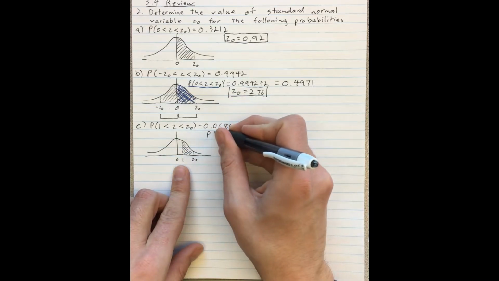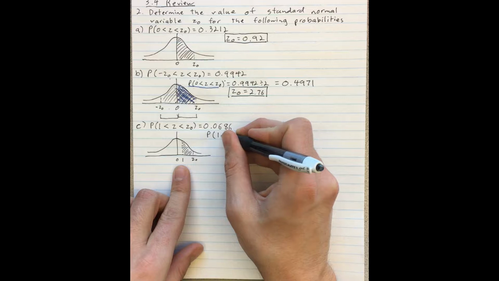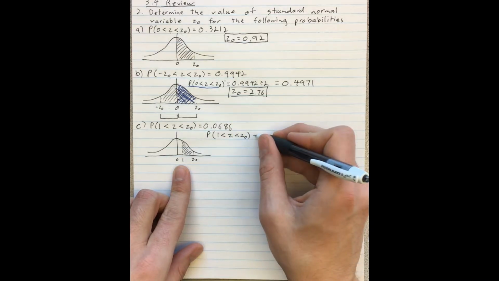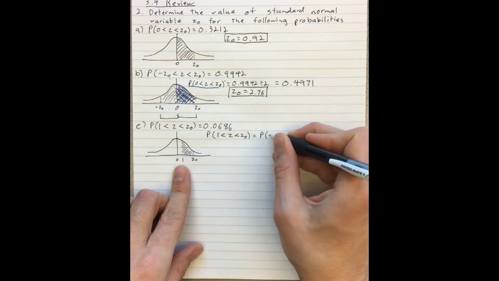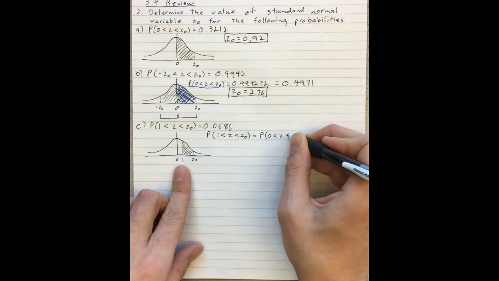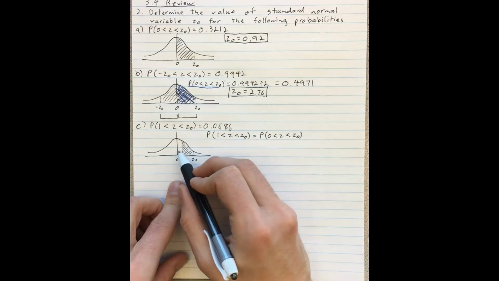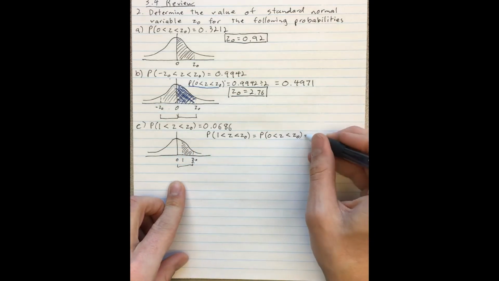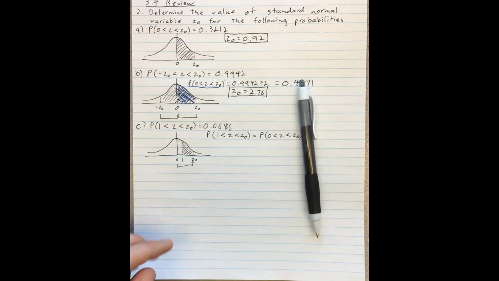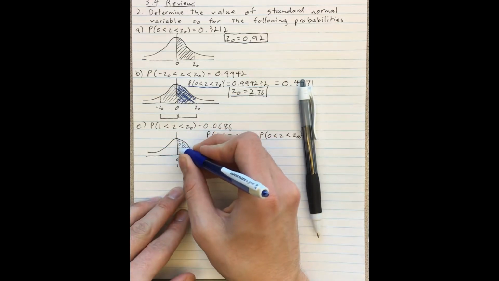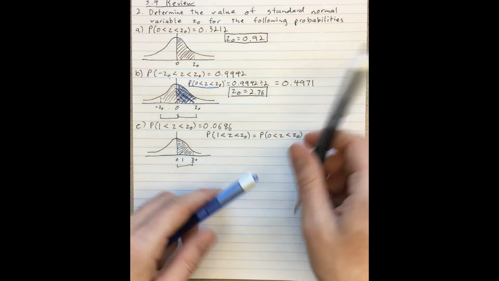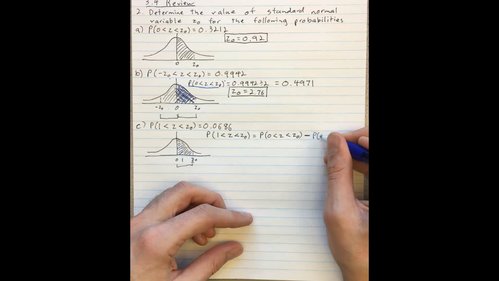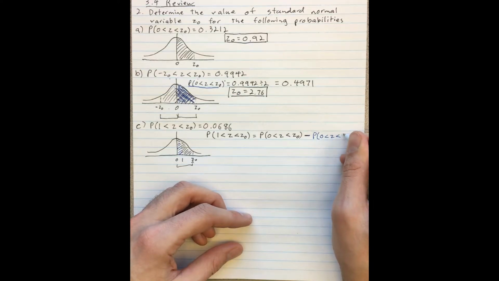So the probability that z naught is less than z is less than 1. Well, this was equal to the probability that 0 is less than z is less than z naught, right? It's everything from here up to z naught, minus just that little region that we don't care about. So minus the probability that 0 is less than z is less than 1.